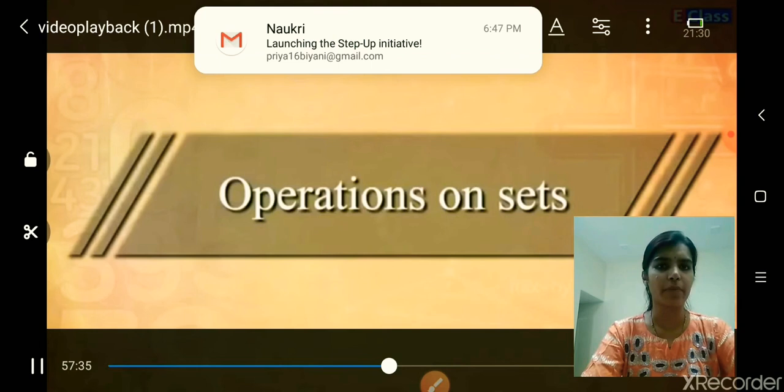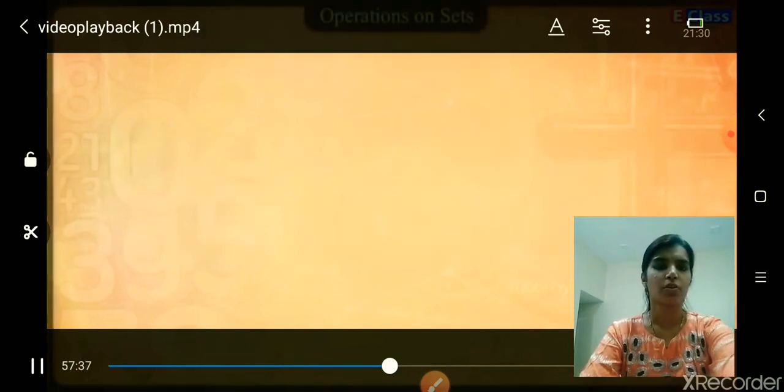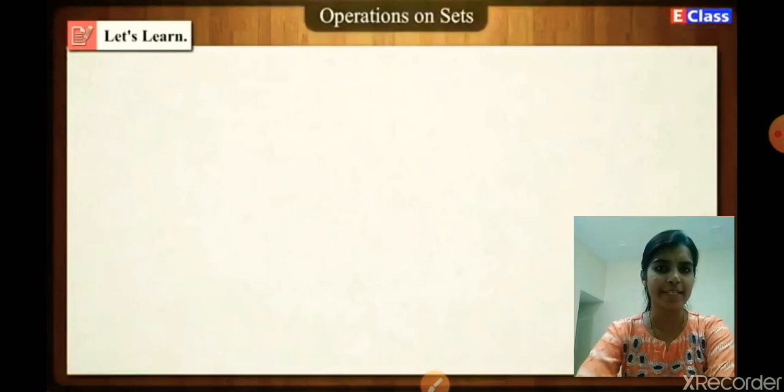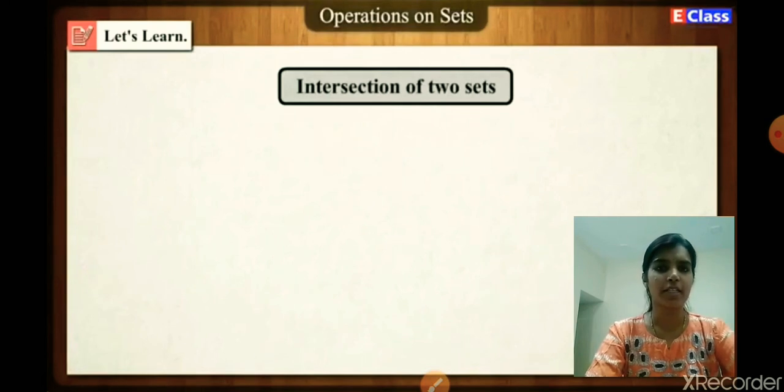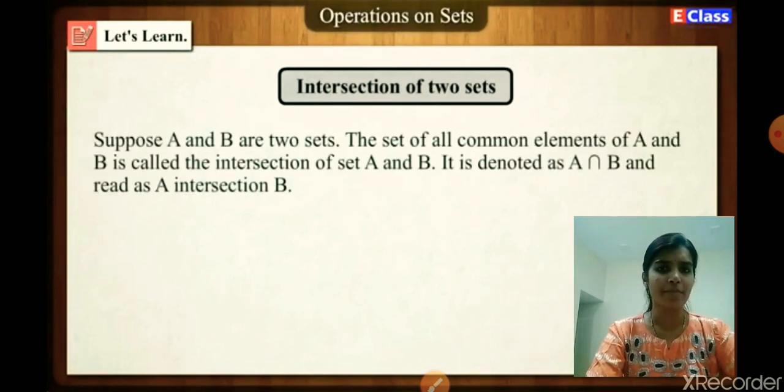Students, today we have to discuss our next topic, operation of sets. So we will discuss different types of operation on sets. Our first operation is intersection of two sets. Intersection, that means we will see what is meant by it.